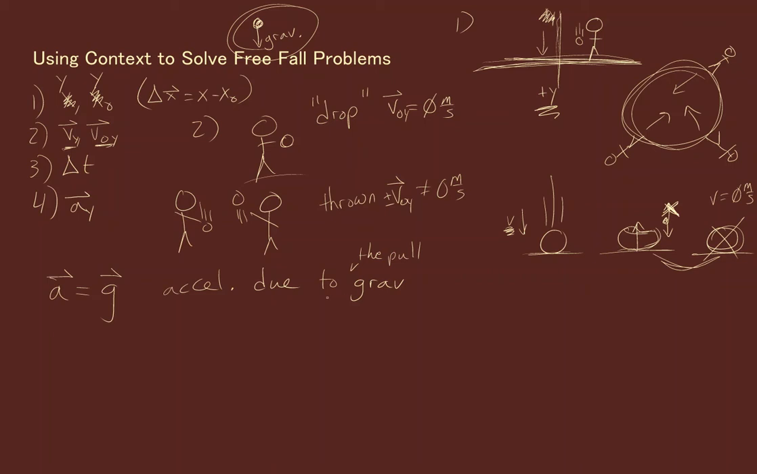So the force of gravity is the cause. The g, or the acceleration, is the effect. Be careful with your language here, especially if you're taking AP Physics 1. Try to distinguish between the acceleration caused by gravity and the force of gravity.